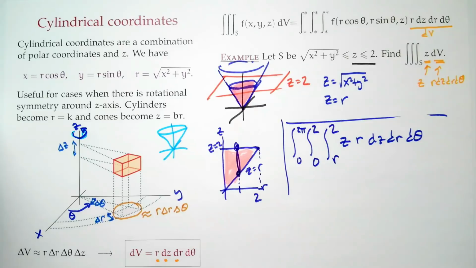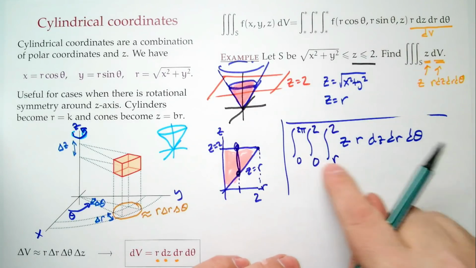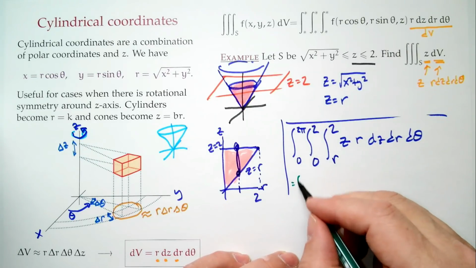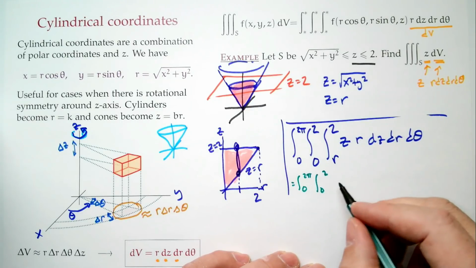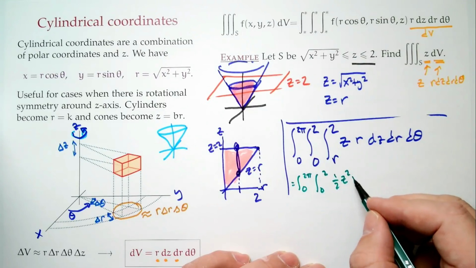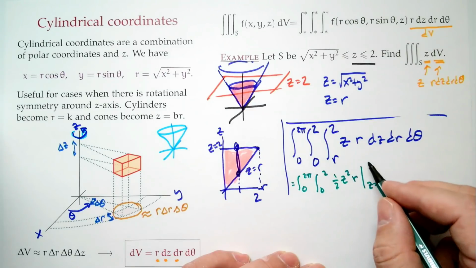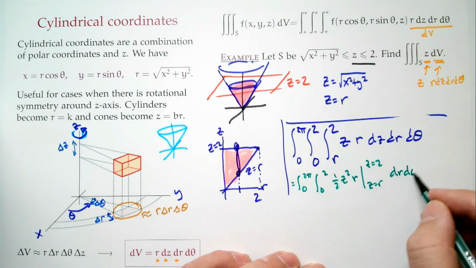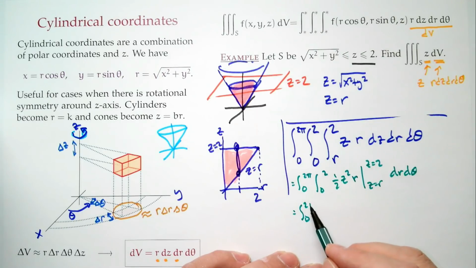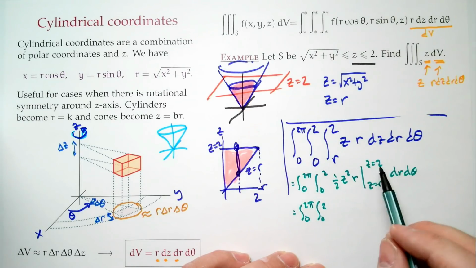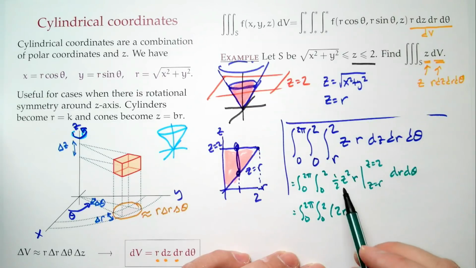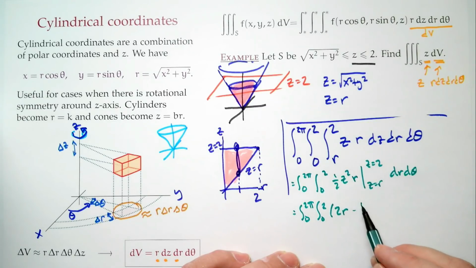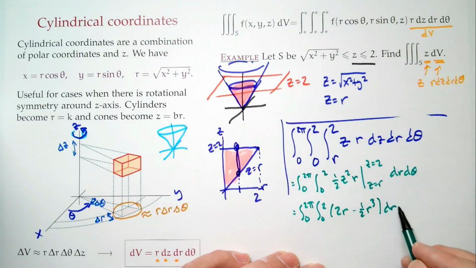Hopefully we have enough space left to finish the problem. We can't pull this apart because of the r. So we get the integral from 0 to 2 pi, 0 to 2. Integrate with respect to z. We'll get 1/2 z squared r, evaluated from z equals r to z equals 2, dr d theta. So that's 0 to 2 pi, 0 to 2. And then we plug stuff in. When we plug in z equals 2, 1/2 times 2 squared is 1/2 times 4 times r, so that's 2r. Then minus 1/2 times r squared times r, so that's minus 1/2 r cubed, dr d theta.